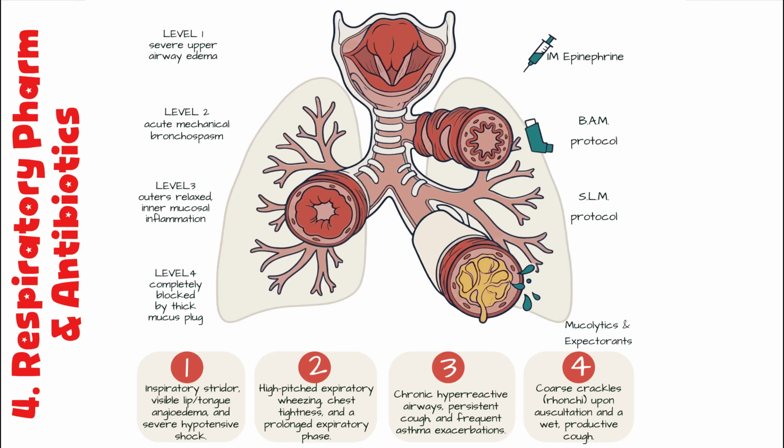Next, Module 4, Respiratory and Antibiotic Systems. For the NCLEX, we treat the airway strictly from the top down. A closed throat kills faster than a tight lung. There are 4 crisis levels to know.